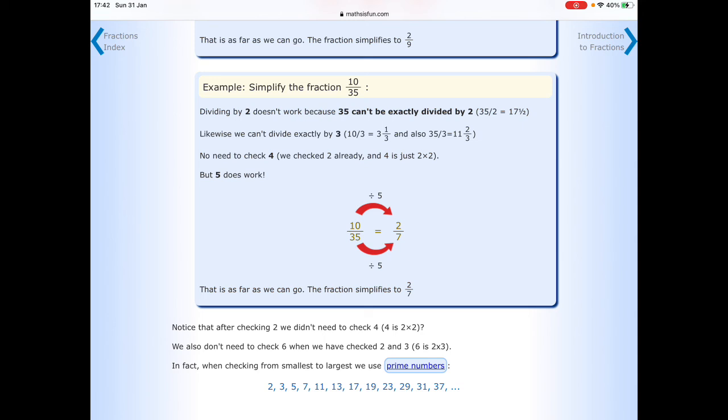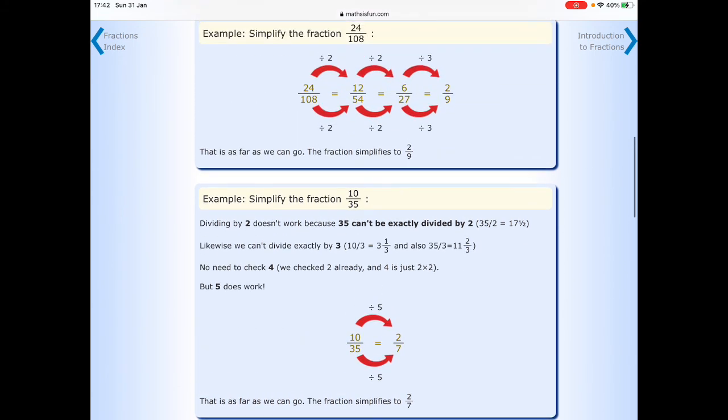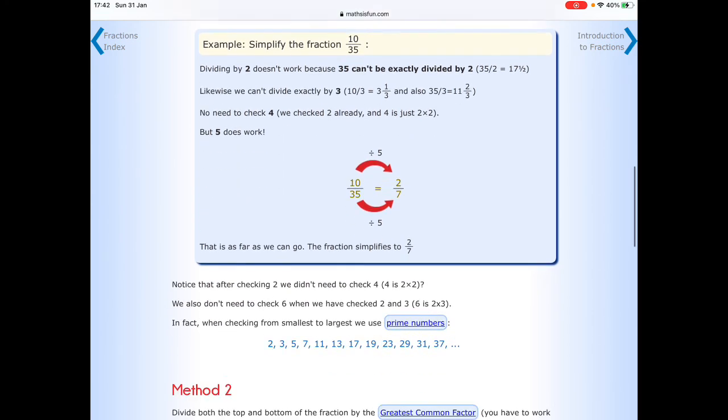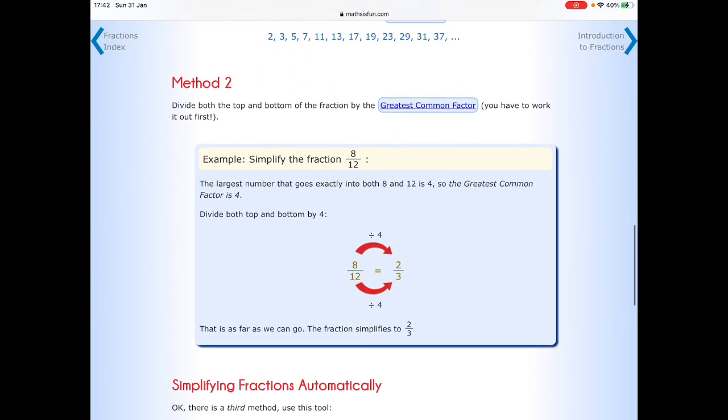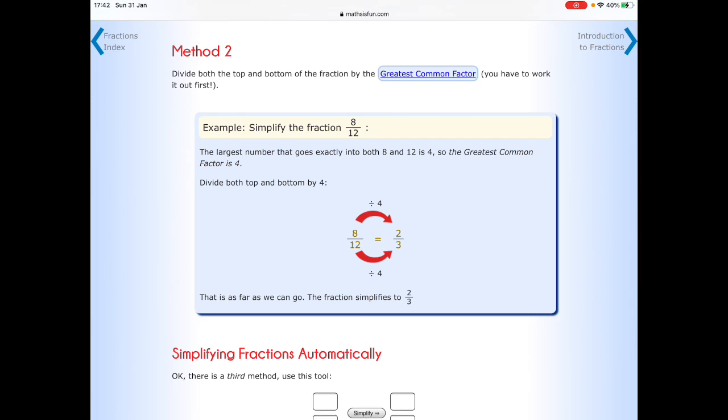So we can use division to help us to do this, boys and girls, but that was a lot of work. We had to divide lots and lots of different times. Is there maybe a quicker way that we can do that? And the answer is yes, we can use something called the greatest common factor.